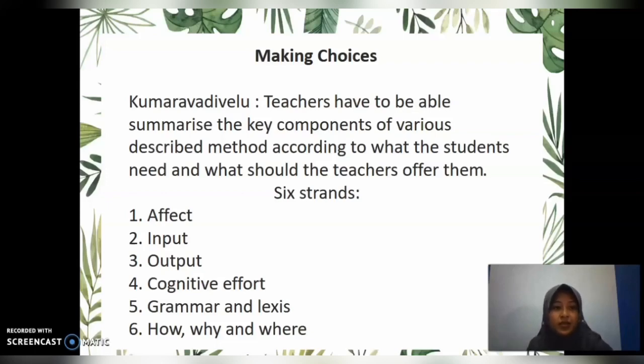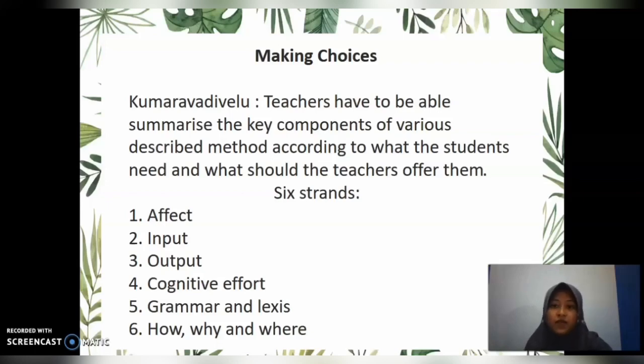The second is input. Input is how teachers teach the students as they learn language, not only making students understand what they learn, but also focusing on students knowing how to use language properly. And next is output. Students need to develop their language skill and knowledge through assignments. This output aims to know how far students are able to use language. They know the meaning and they know how to use it in the right form.